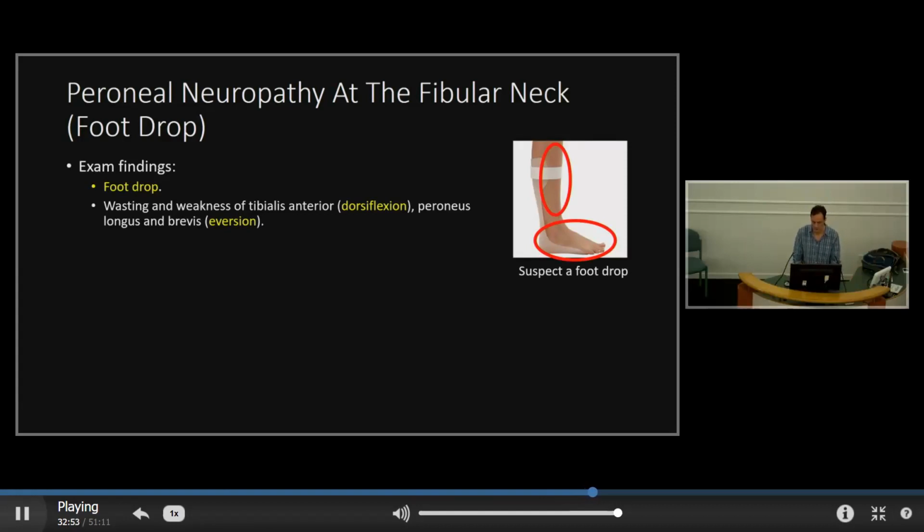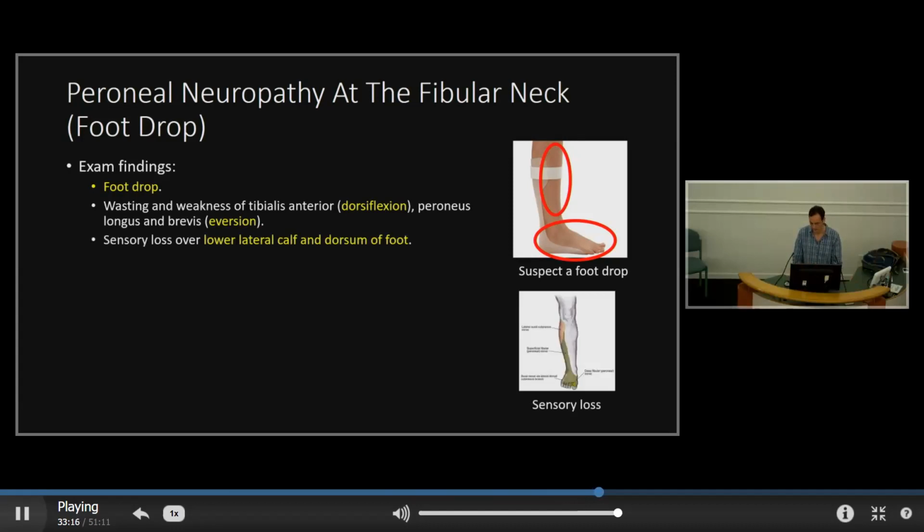And also you get weakness of eversion. The everters, which I've listed there, are also weak. If it's a foot drop from a peroneal neuropathy at the fibular neck, and that's almost always where it is, just below the knee, then inversion and plantar flexion are going to be okay. This is the pattern of sensory loss, the green bit. It's just good to know it.